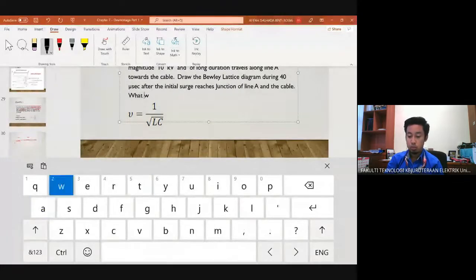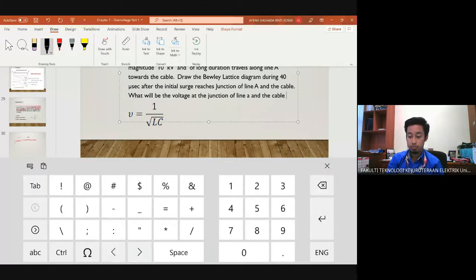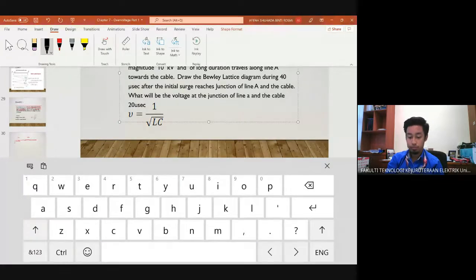Tambah sikit soalan ni kat sini. What will be the voltage at the junction of line A and the cable 20 microsecond after the initial surge reaches this point. Okay.